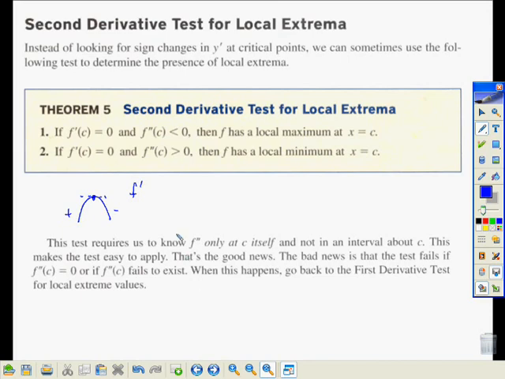But notice that if f prime is equal to 0 here, and we consider the concavity, this is concave down, so my second derivative is less than 0. If I have a 0 here, and my second derivative is negative, it has to be curving down. So the only thing that could happen is that this is a maximum.